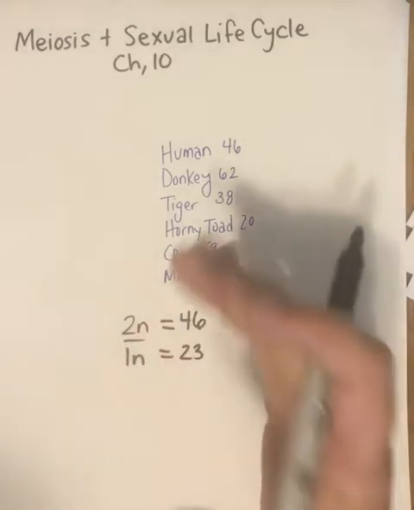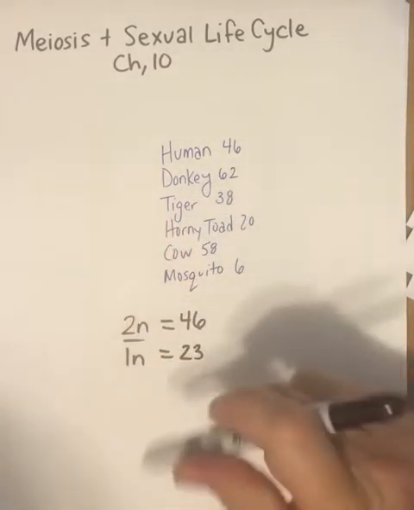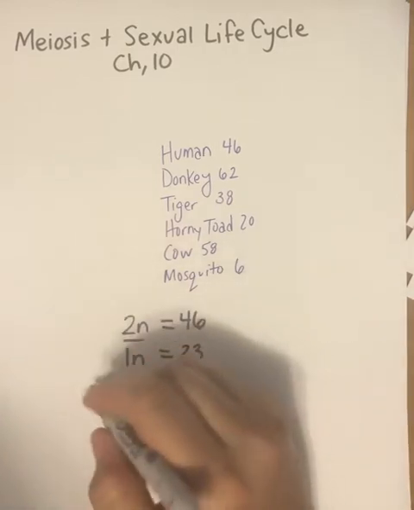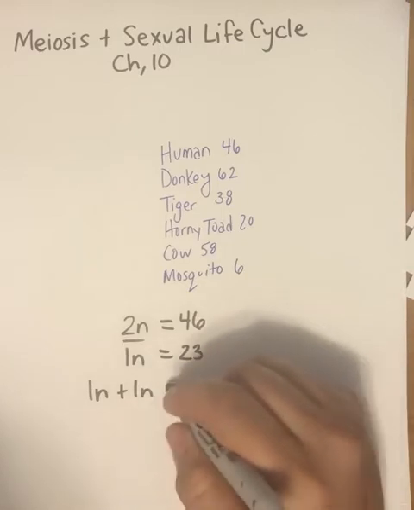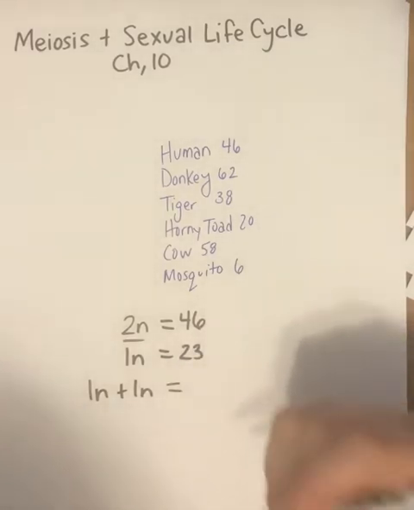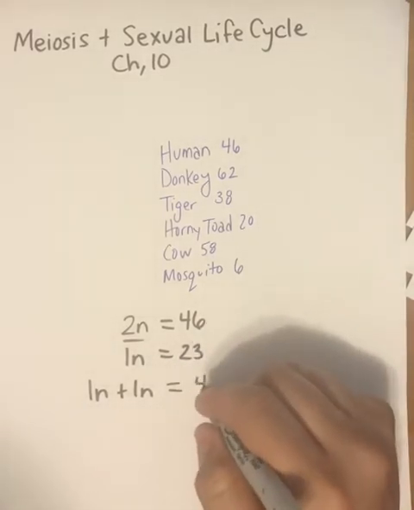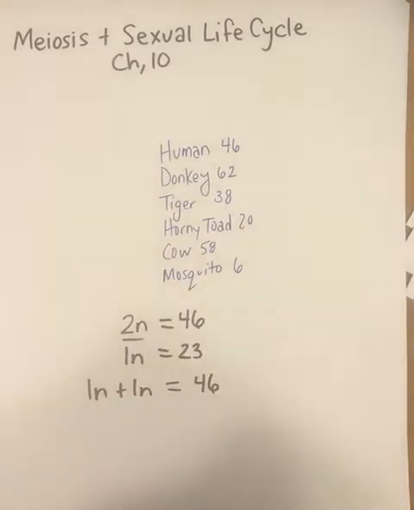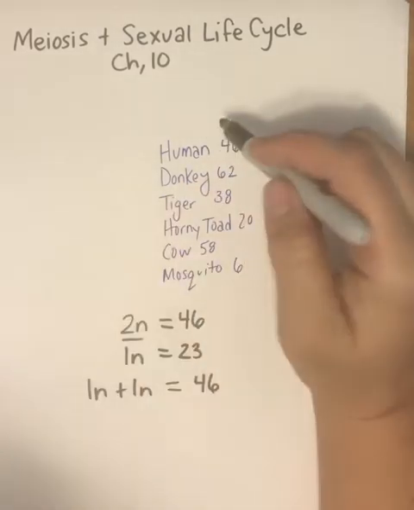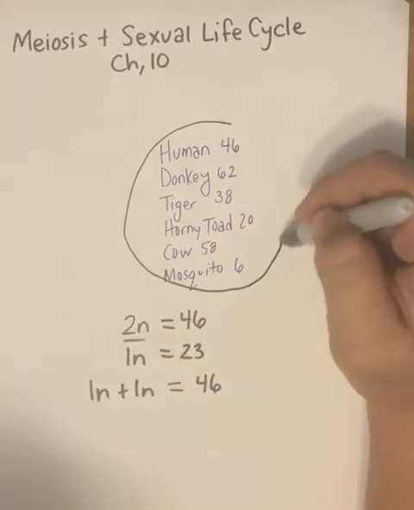You could do this with any organism. So if I said you had an egg and a sperm, and the sperm fertilizes the egg to produce the zygote, how many chromosomes does it have? It would be 46. So you could do that with basically any organism as long as you know the number of chromosomes they have.